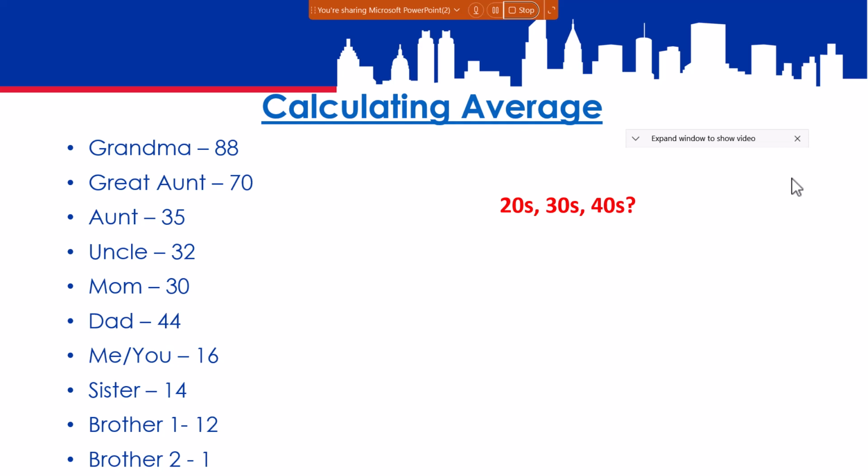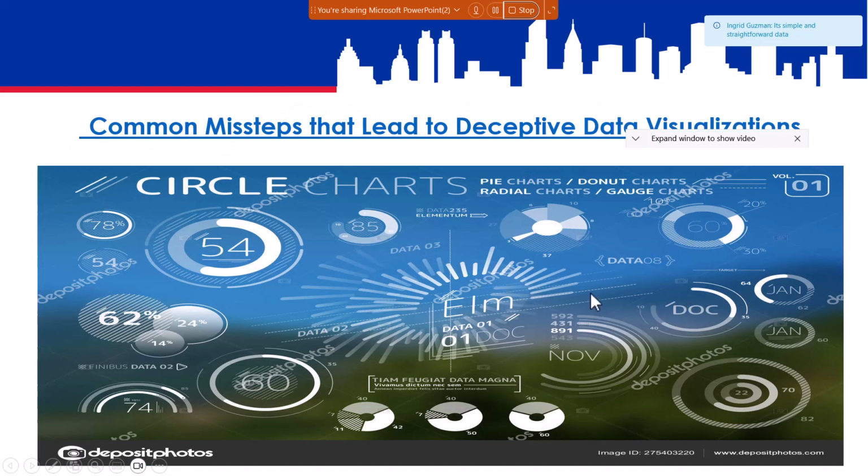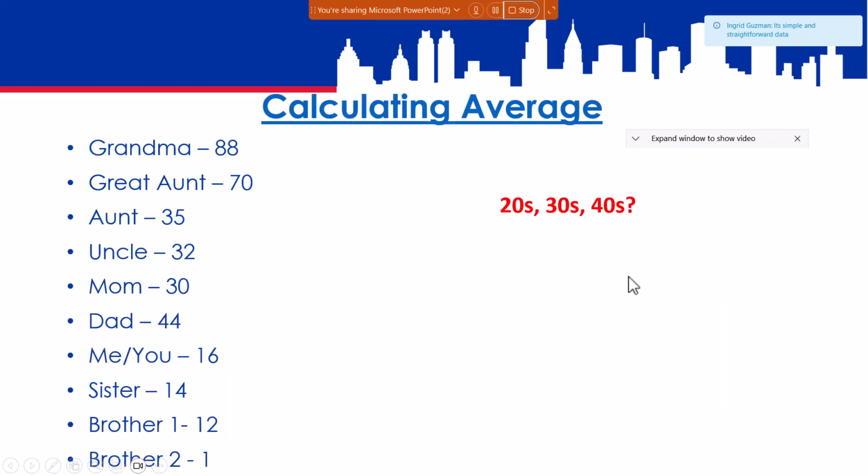It gives you a visual image, so you can see how many people were in the space, or how many people showed up at the event, or how many people of that age group showed up at the event. Right. And so you were given the ages. Right, Ingrid. Just straightforward data.